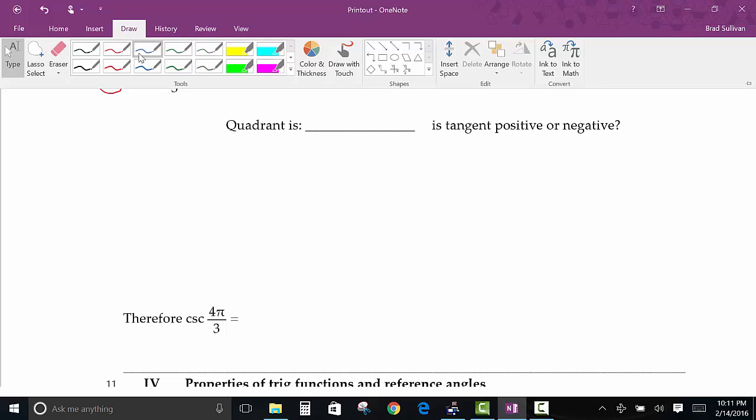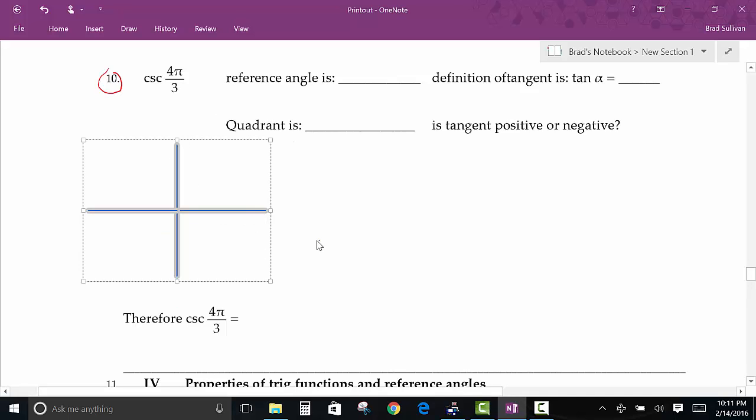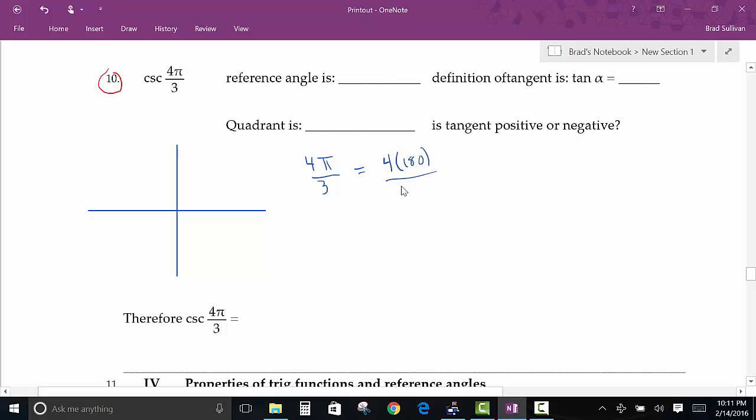All right, so let's go ahead. Let me put a coordinate system on here. All right, so I got that. Now let's go ahead while we're at it, and let's convert this. So we got 4 pi over 3. We need to go ahead and convert that to degrees. So that's 4 times 180 over 3. 180 over 3 is 60. So that's going to be 240 degrees. So we're looking at a 240 degree angle, which of course is in quadrant 3.